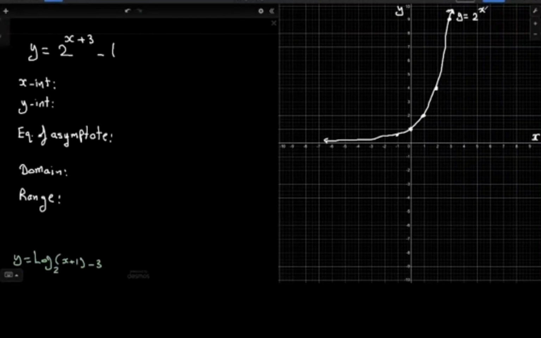So we put in 0: 2 to the power of 0 is 1, so 0 and 1. And we put in 1 for x: 2 to the power of 1 is 2. So that's the point 1 and 2. Then 2 for the x: 2 to the power of 2 is 4. So this will be point 2 and 4 and so on.